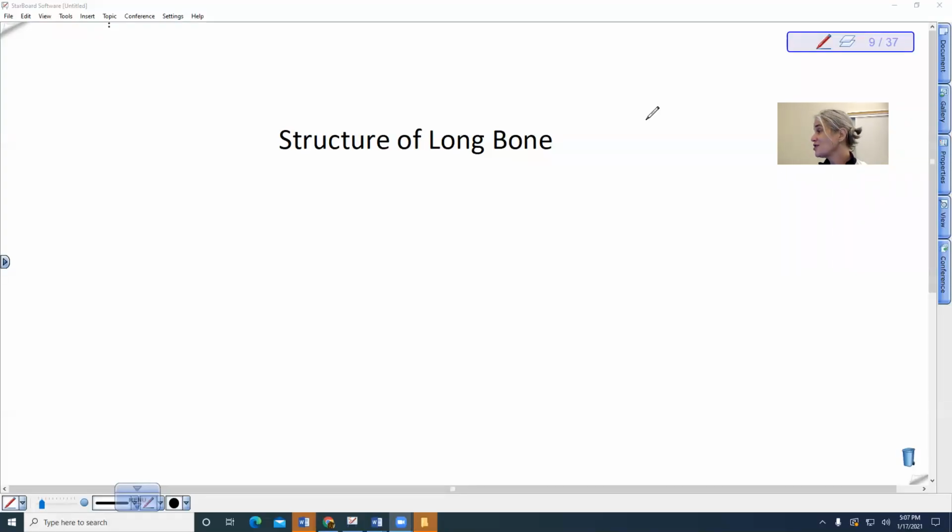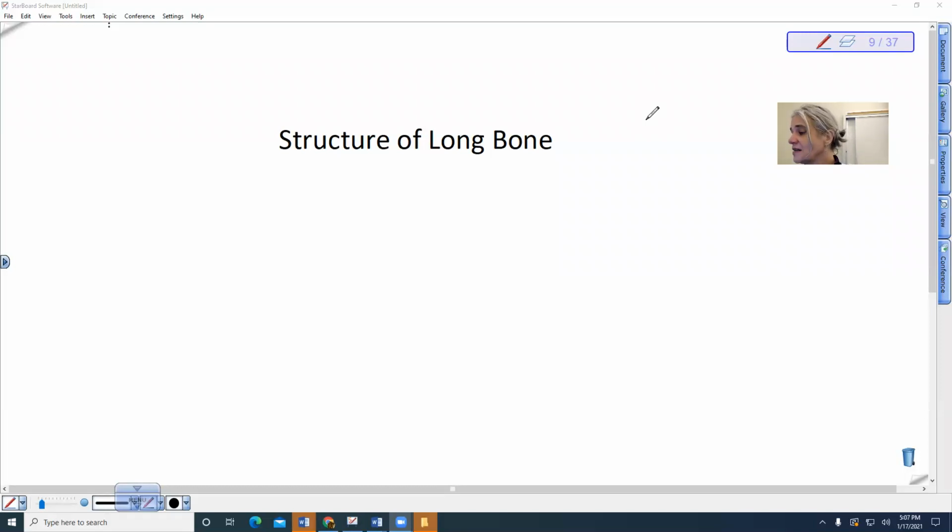Okay, so we're going to look at the structures of a long bone. So what are long bones? They would include your humerus and your femur, but any bone that has an axis that is longer than it is wide. So there's other bones like your radius and your ulna and your tibia and your fibula in your body, right? So when we look at the long bones, we can talk about the ends of the bones.